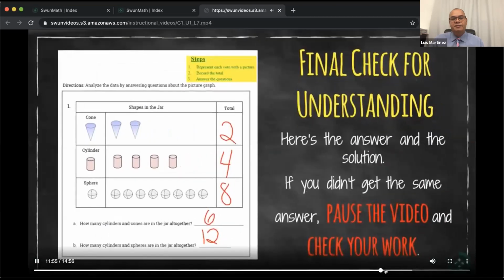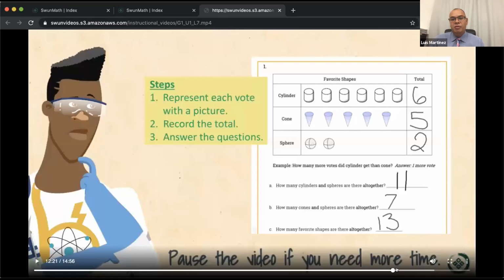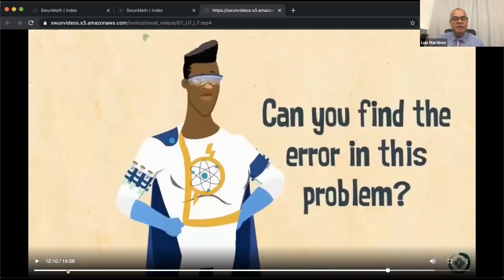So here's the answer and how I solved it. If you didn't get the same answer as me, pause the video and check your work. So they pause the video, they check their work. If they got it correct, great. If they didn't get it correct, then they can correct their mistake at that point. It'll go through something called the error detector. I'm going to show this part here. This part's really fun and enjoyable. It's for kids to start developing that mathematical thinking.